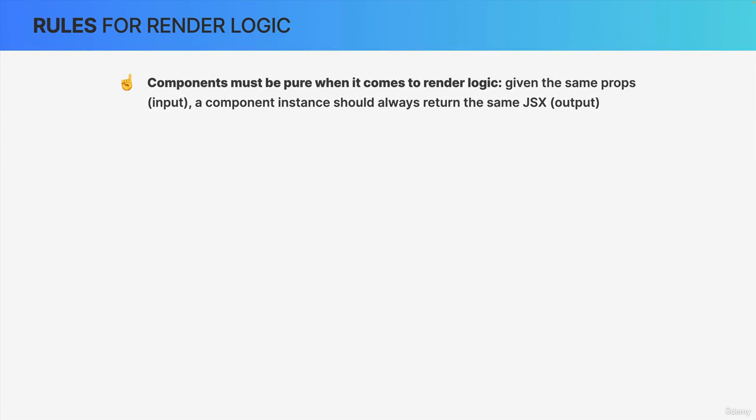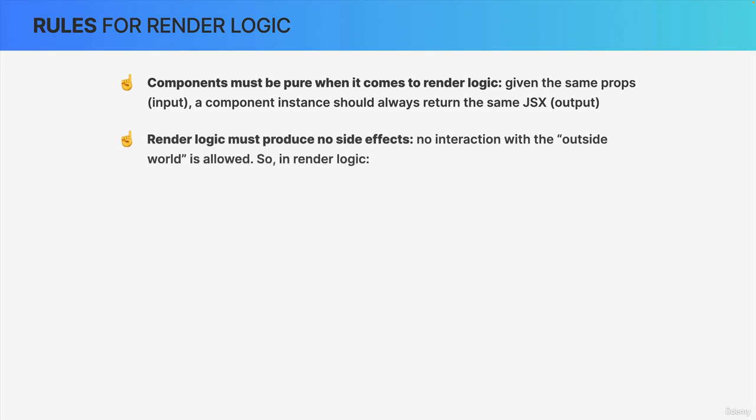And essentially, there's just one big rule, which is that components must be pure functions when it comes to render logic. This means that if we give a certain component instance the same props, so the same input, then the component should always return the exact same output in the form of JSX. In practice, this means that render logic is not allowed to produce any side effects. So, in other words, the logic that runs at the top level and is responsible for rendering the component should have no interaction with the outside world.